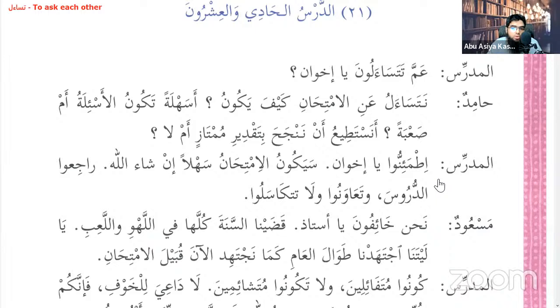اِطْمَئِنُّوا يَا إِخْوَانُ. This is a verb called if'anlala. Inshallah, we'll learn this. This is the verb itma'anna. It has four letters. So it's actually if'anlala, something like this. This is the extra forms, 12, 13, 14. These are very rare verbs. Itma'anna is one of the common ones used.